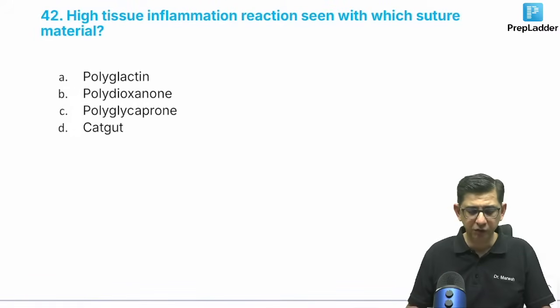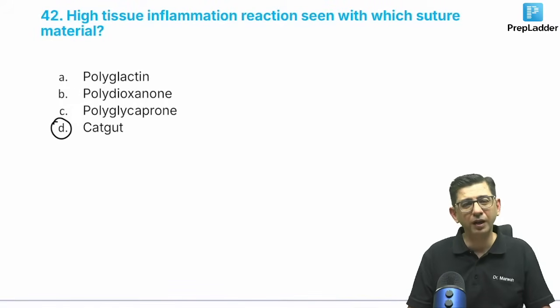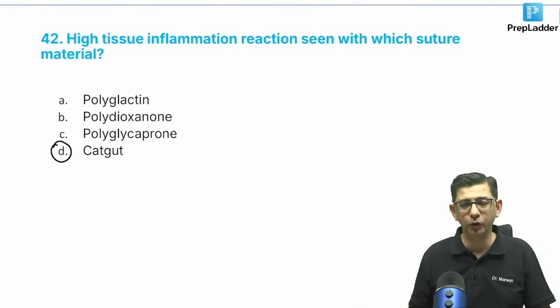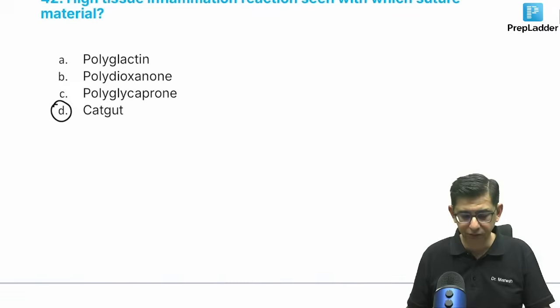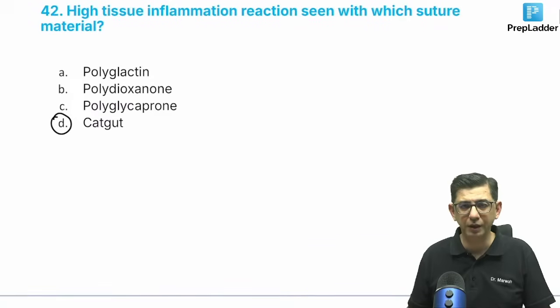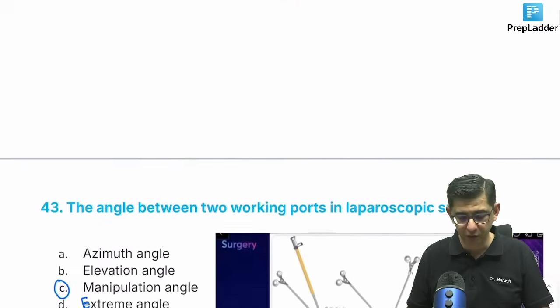Then is high tissue inflammation with suture material. That would be catgut. You would have seen in government hospitals, if catgut is being used, you get a very severe reaction. So that's easily identifiable, that catgut was used.